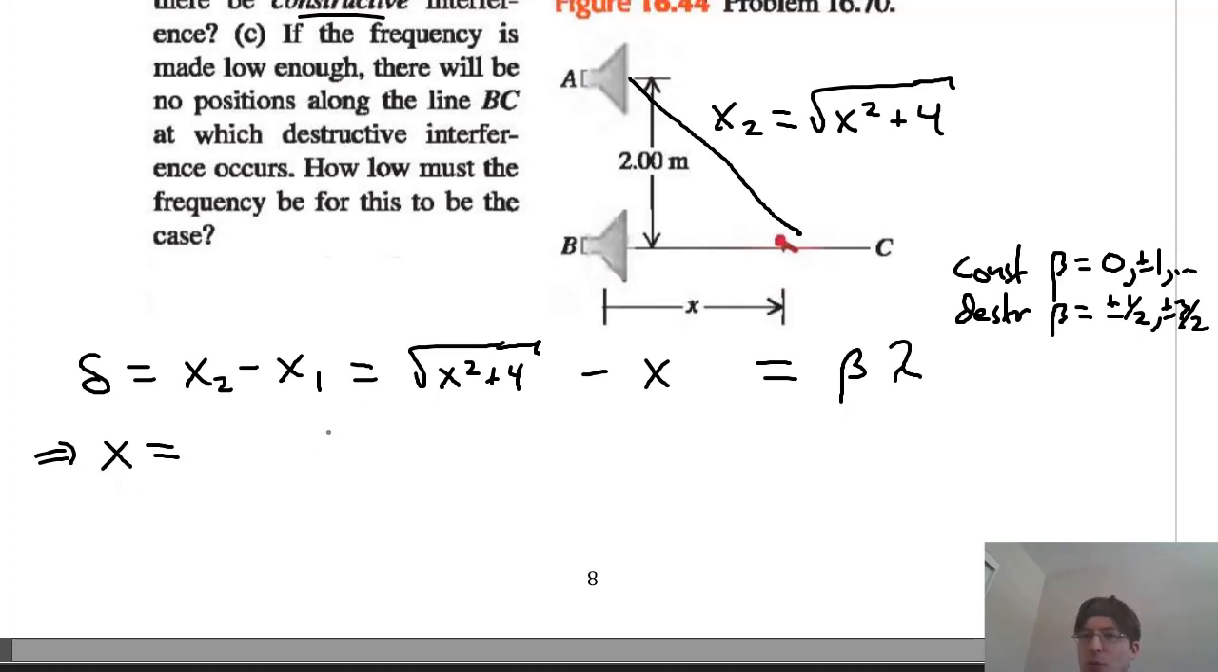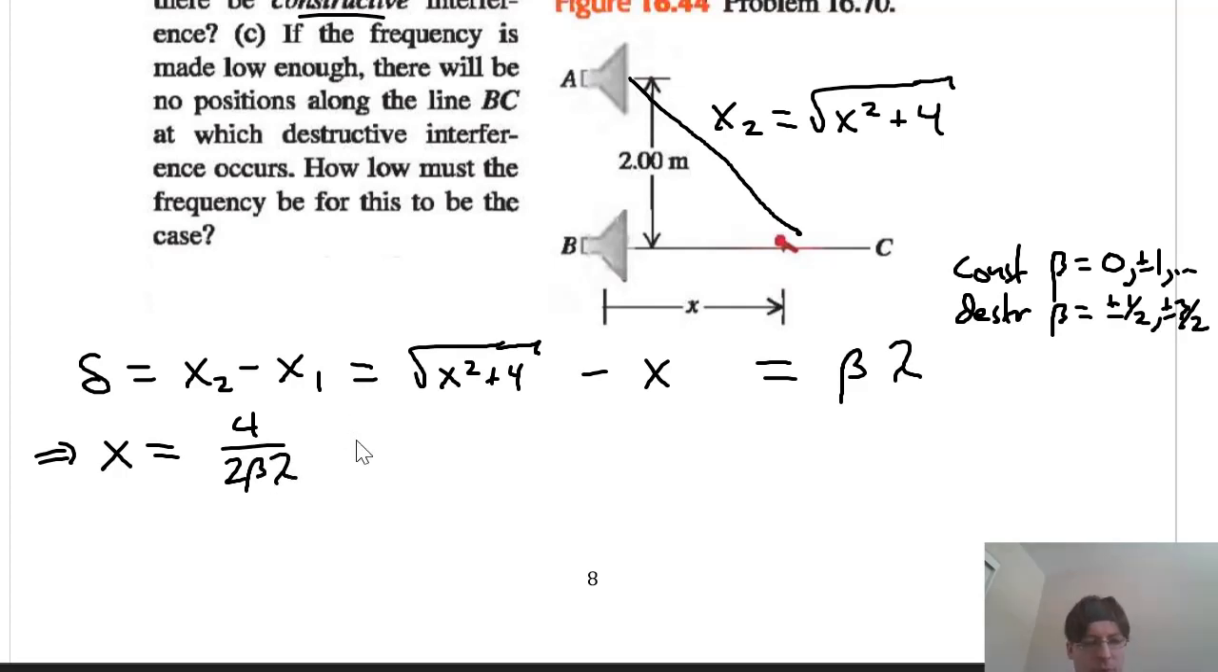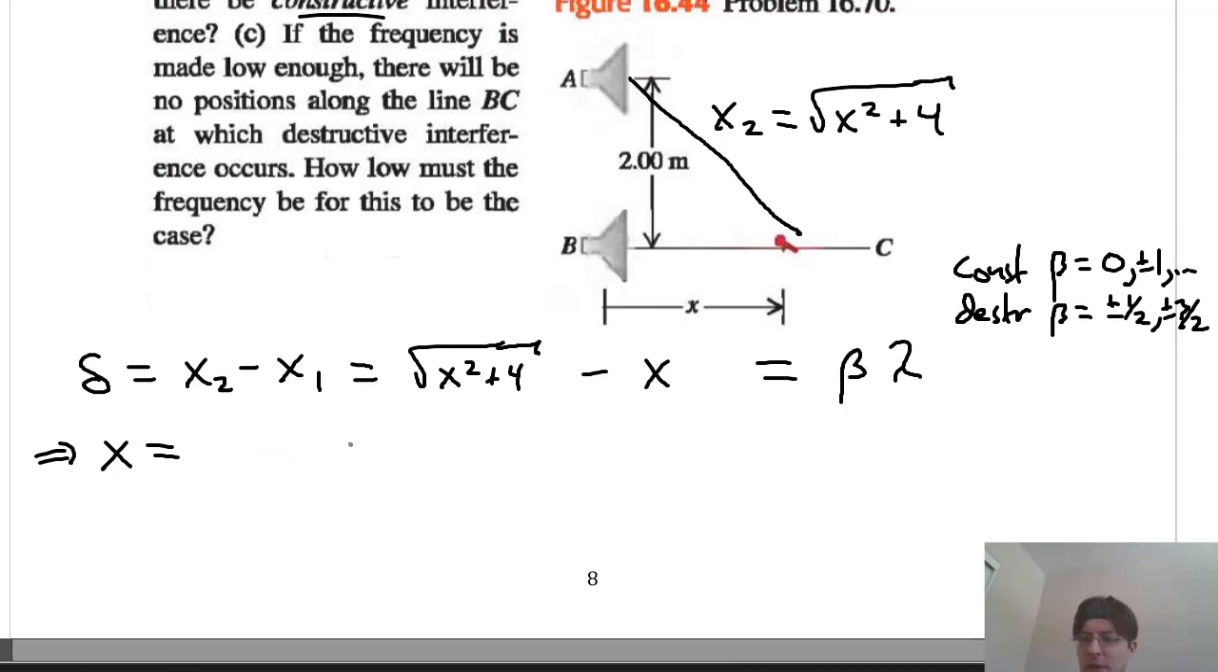X is just equal to 4 over 2 beta lambda, which simplifies. I'm not sure why I didn't simplify it. It's just 2 over beta times lambda minus beta times lambda over 2. We can plug in whatever values of beta, it'll locate the constructive and the destructive points.